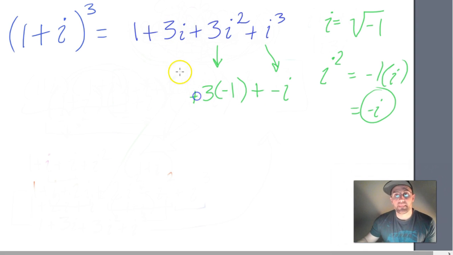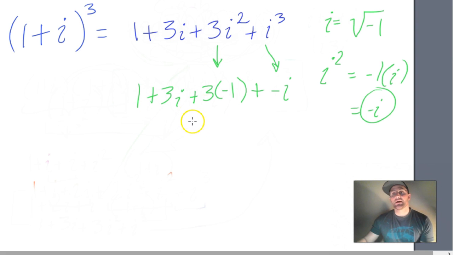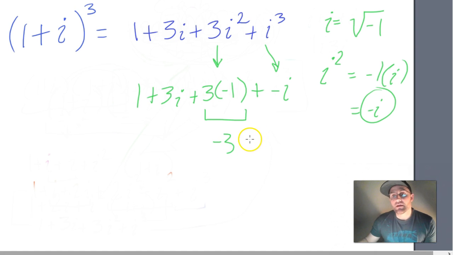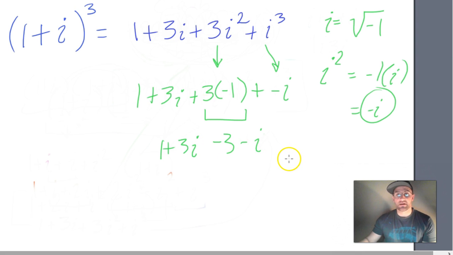Now we bring down 3I and 1 plus. So we have 1 plus 3I plus 3 times negative 1 plus negative I. Now we can combine terms right here. A positive 3 times negative 1 is going to give us a negative 3. And then we're going to add that to negative I, which is the same as minus I, right? So instead of plus minus, it can just be minus I. Now we have 1 plus 3I minus 3 minus I. Okay?